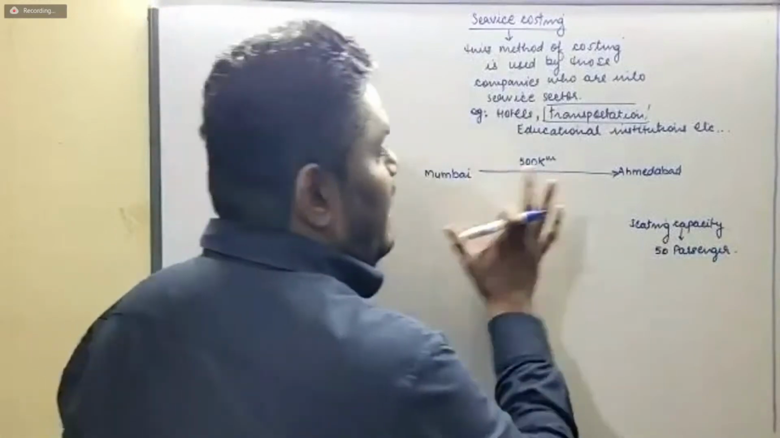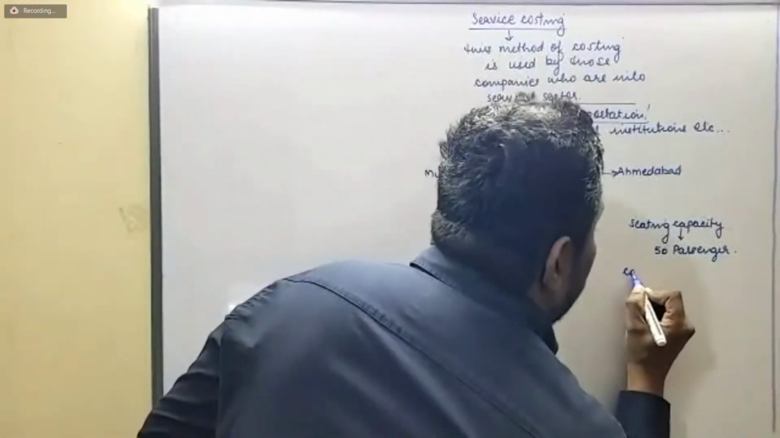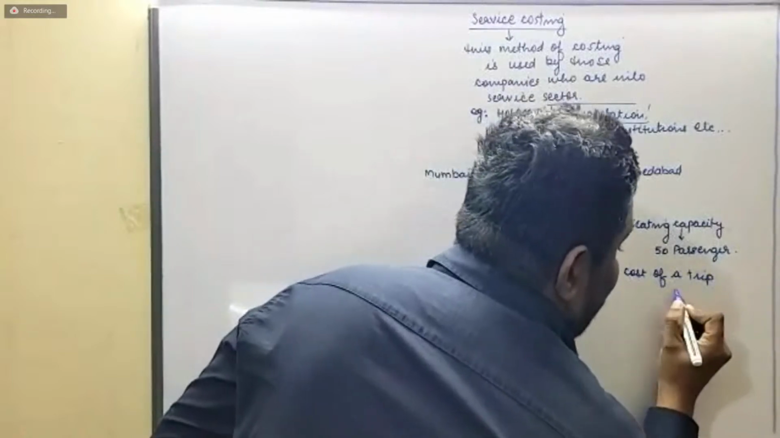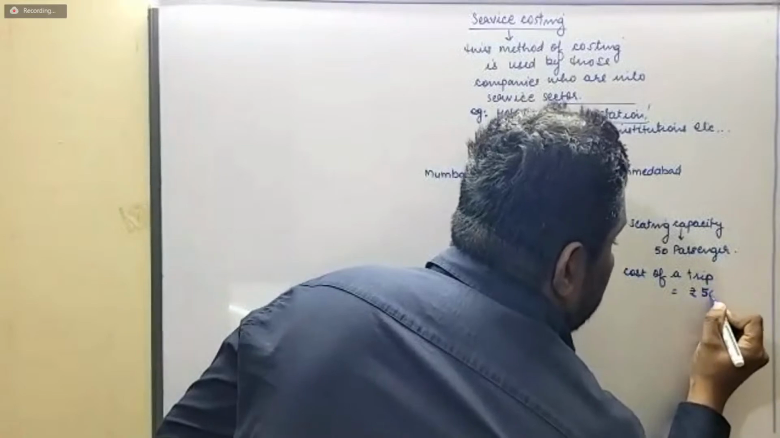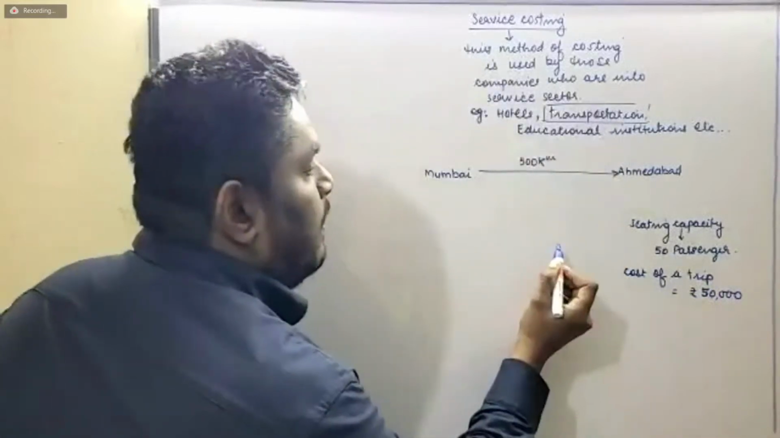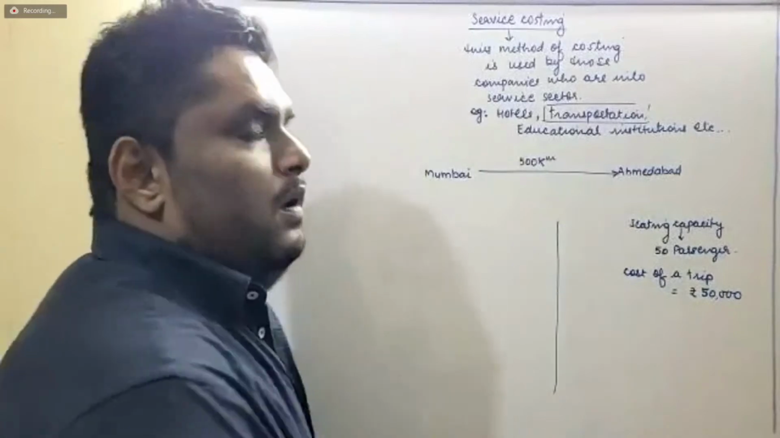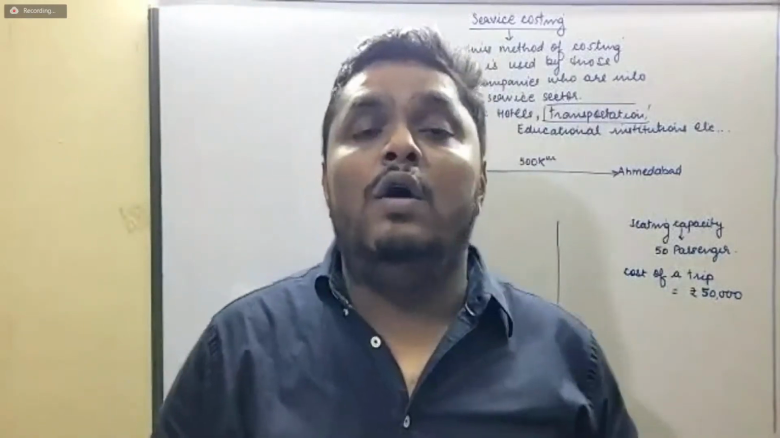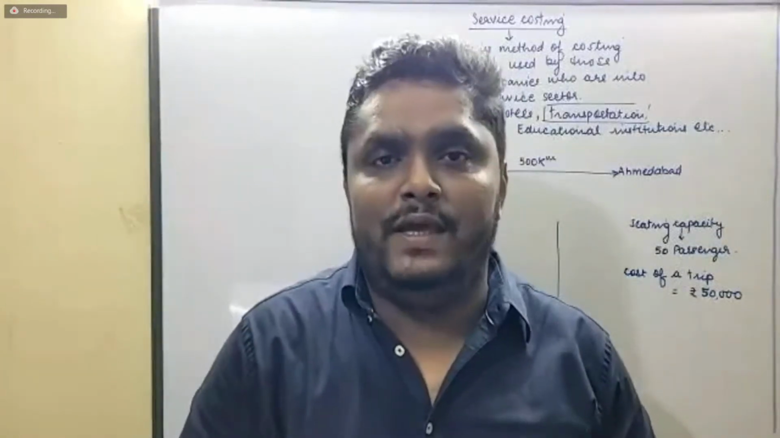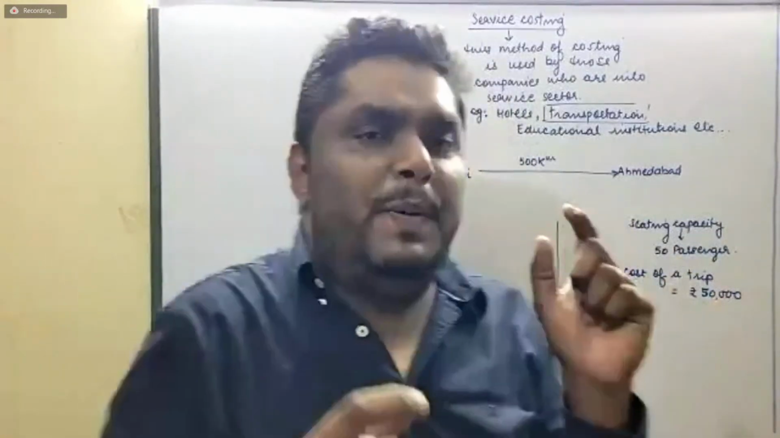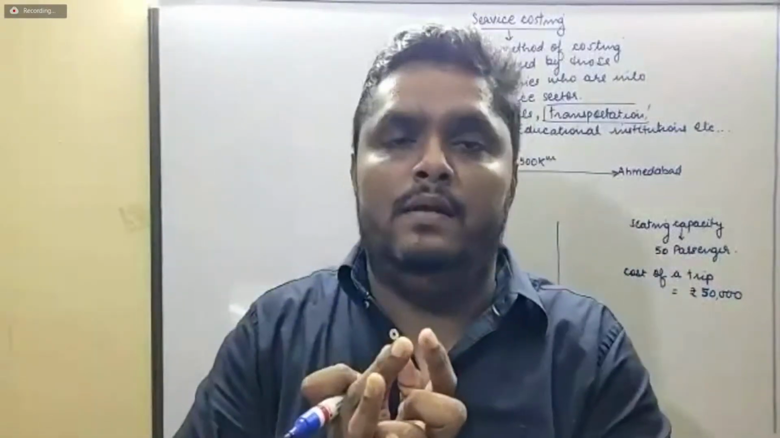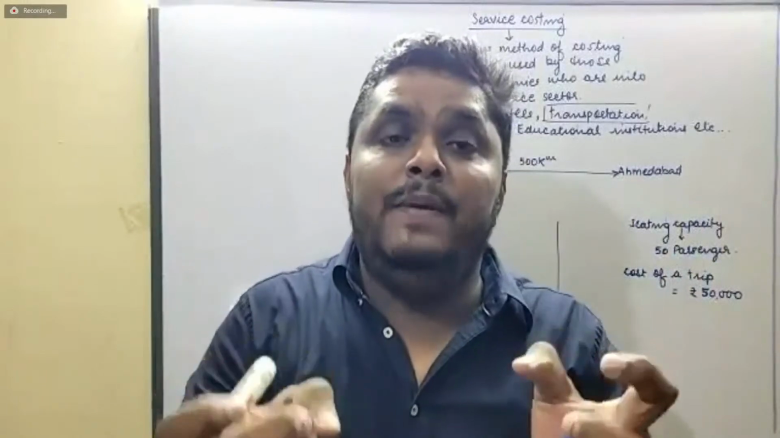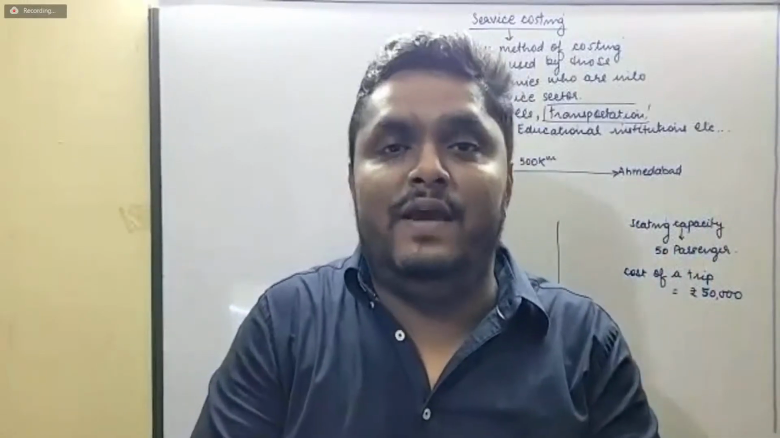Further, when talking about the total cost of a trip, let's say the cost is 50,000 rupees. Now, let's assume some different situation, how the transport company will quote us the fare. Now, let's say this bus is operating directly from Mumbai to Ahmedabad. अब ये अपना per passenger fare कैसे figure out करेगा?